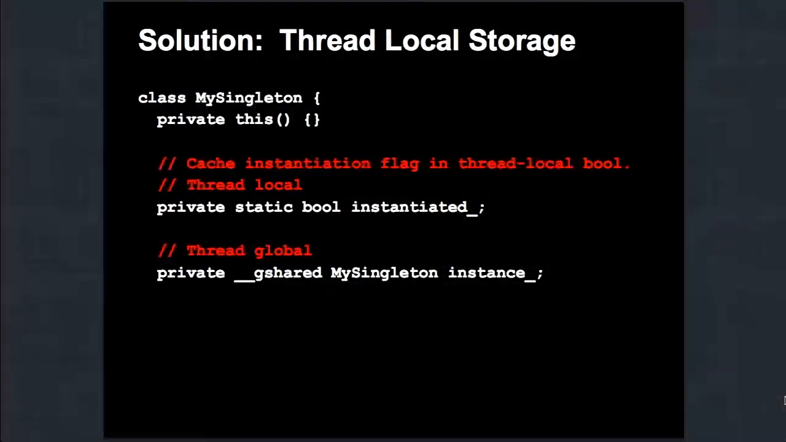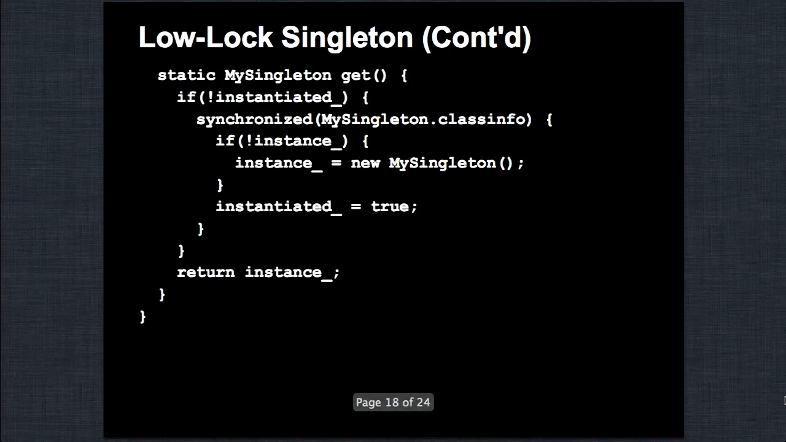Then we have a __gshared, the __gshared keyword gives you classic C-style globals, instance of this class. So how do we turn this into a singleton that barely requires any locking? Well, the instantiated variable starts out as false in each thread. That's the default. When you call get, it checks to see if its thread local instantiated variable is true. If it is, then this current thread is already guaranteed to know that this class has already been instantiated and simply returns the instance.